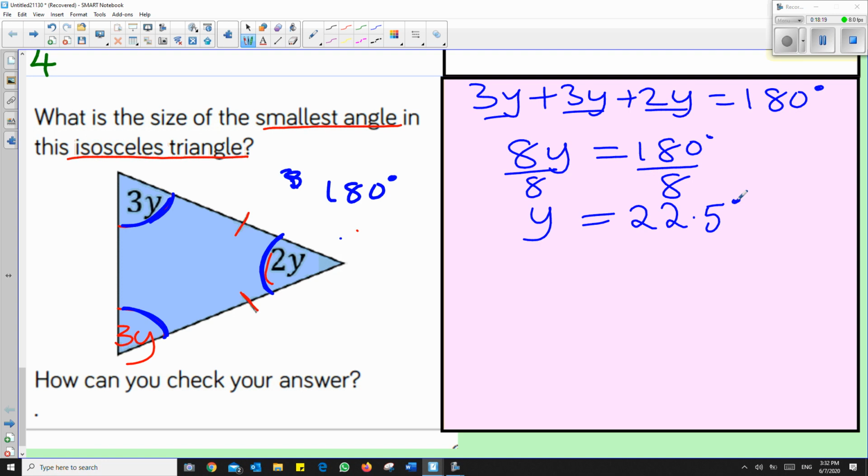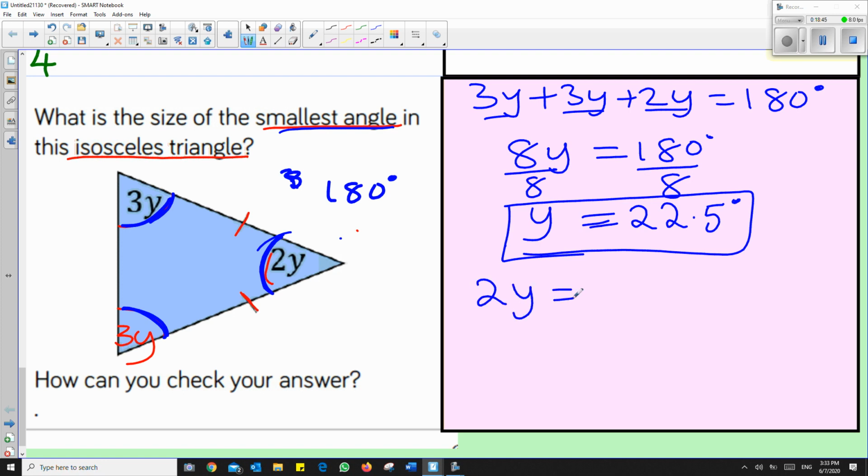Now, let's answer our question. The size of the smallest angle. This is the smallest angle. The smallest angle is 2y. So, if y is equal to 22.5, what will be the value of 2y? 2y will be equal to 2 times 22.5. So you can work out that.